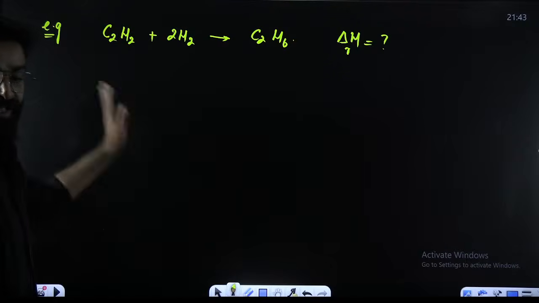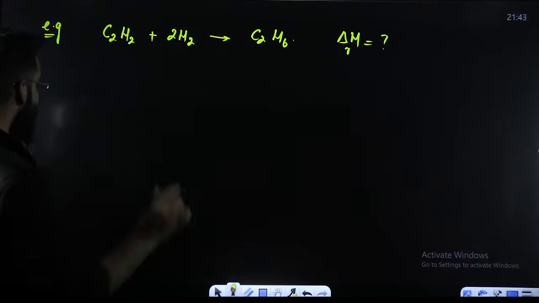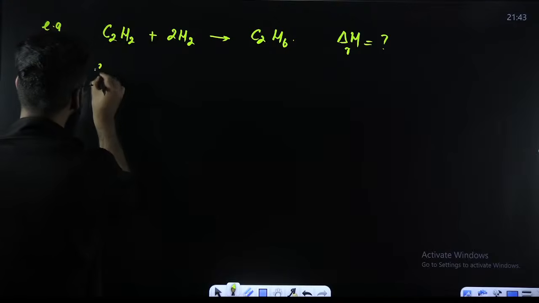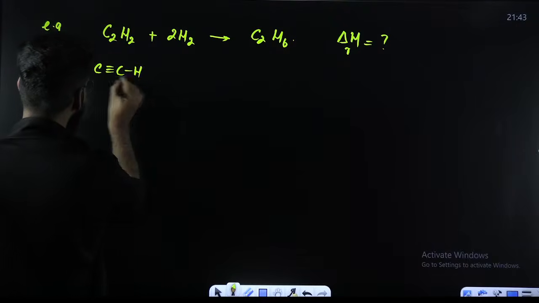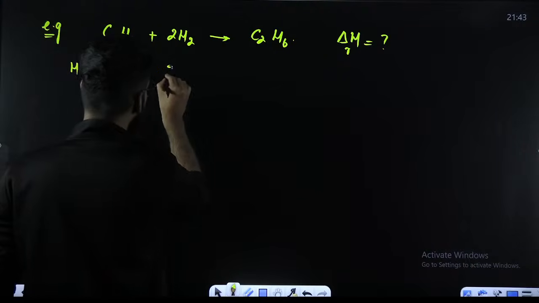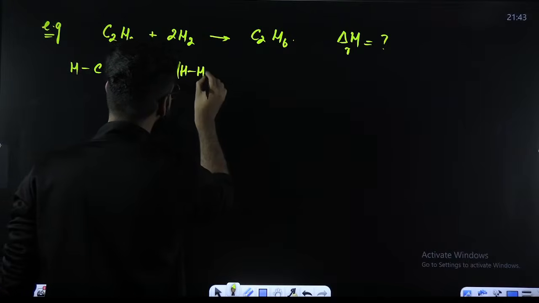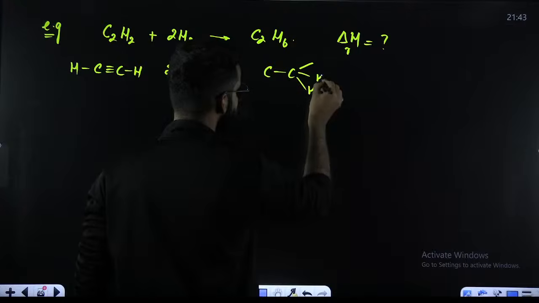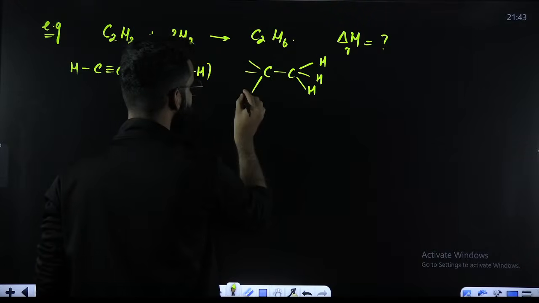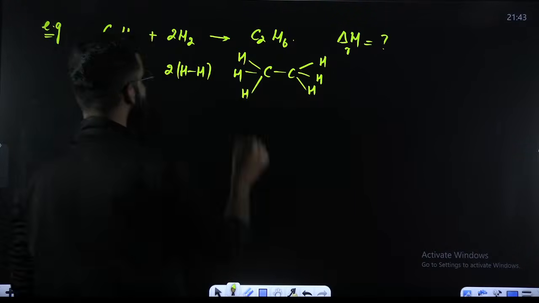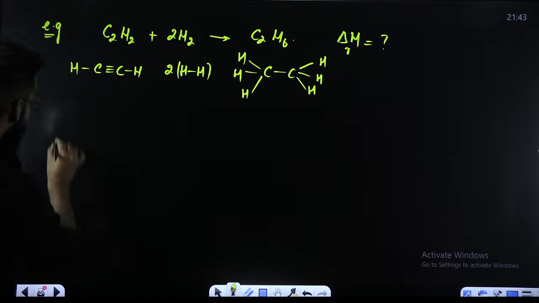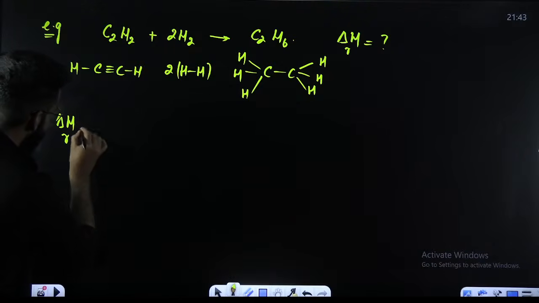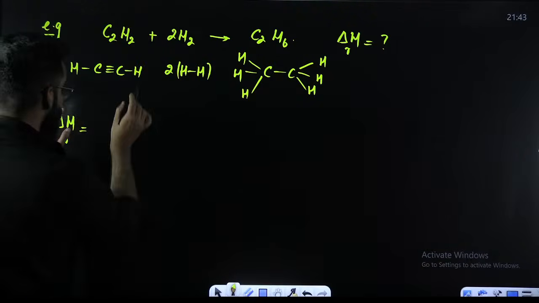How will I be doing it? Bond energy of reactants minus bond energy of products. First of all, know the structures. C2H2 is like this. Now 2 times H2, H2 is like this. And this is your C2H6. Now, the enthalpy of the above reaction is equal to the bond energy of reactants.